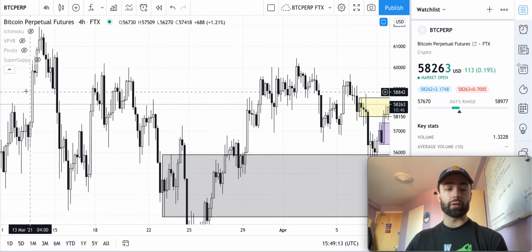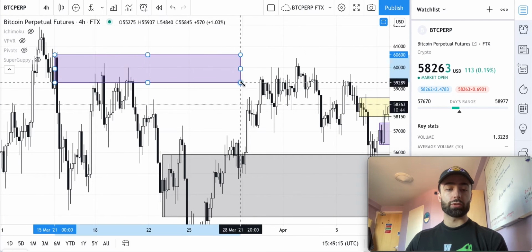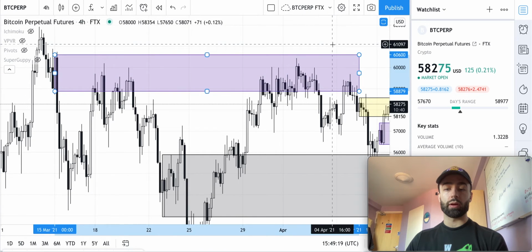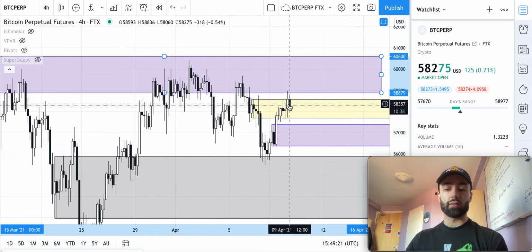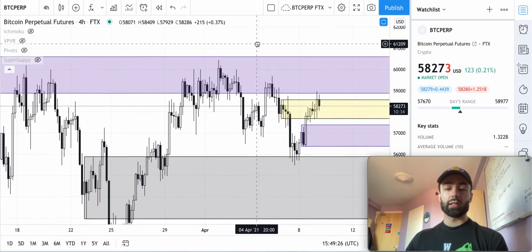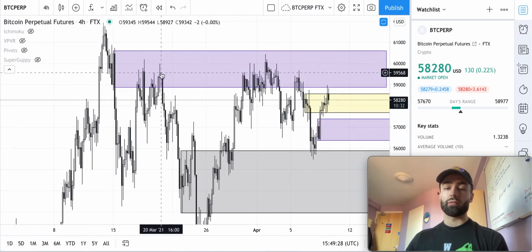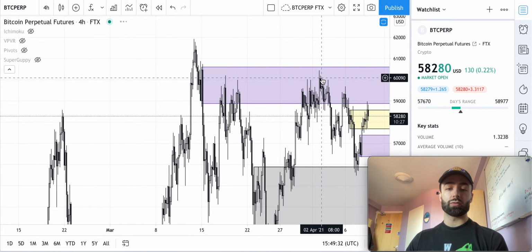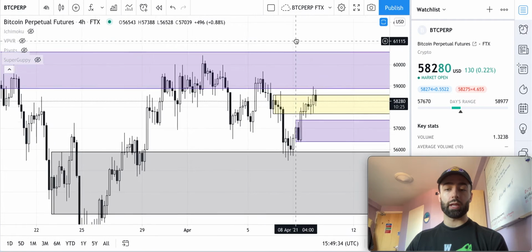for, you can see if we just draw the box roughly where it is, you can see we've tested this level again right here. We've tested this level several times. This level is not going to keep holding forever. Eventually it's going to break, and so this is what I'm keeping an eye on.